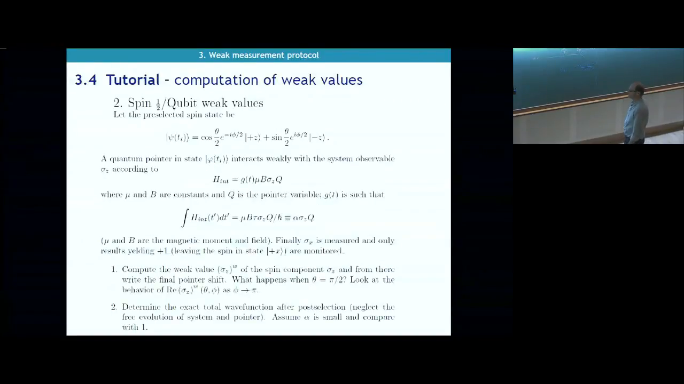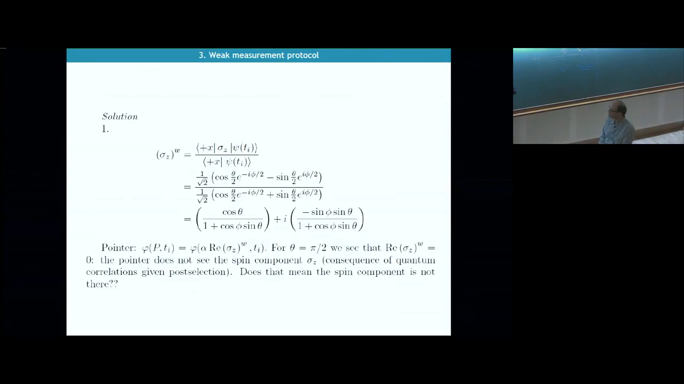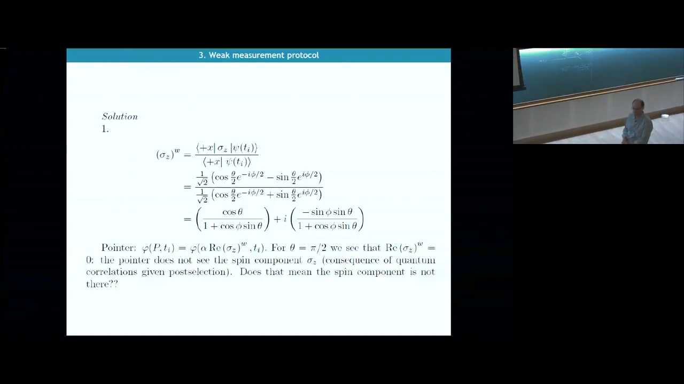And so now we can try to work on the second point. Plus x, yes. Yes.